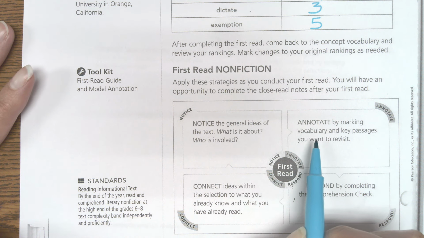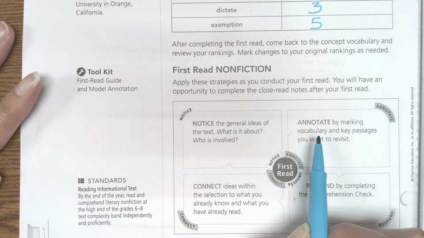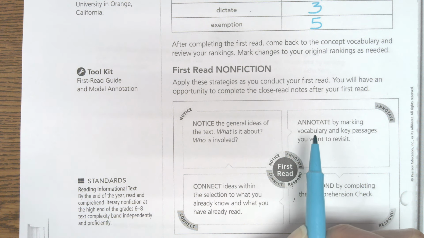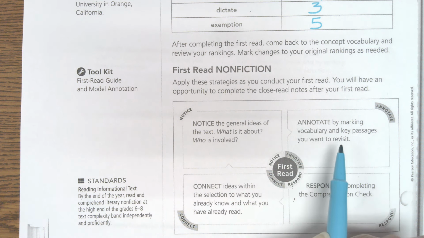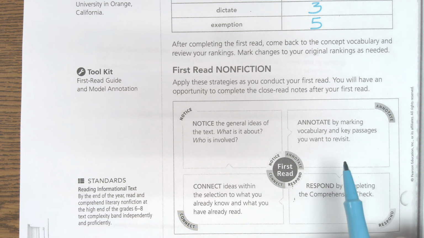Then for annotate, that's where we come back to the vocab. Okay, and I'll give you an example here in just a moment of how we're going to annotate in our books for the vocab. Remember, when we annotate, we physically mark in our book. And then those key passages that we want to revisit as well. Those are all things that can be potential sources, potential quotes from the text to support your argument.